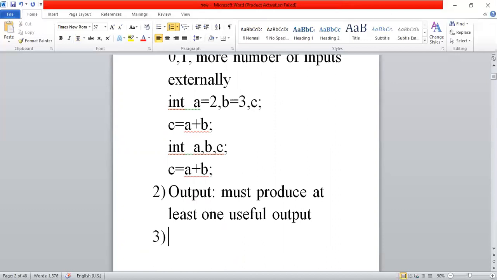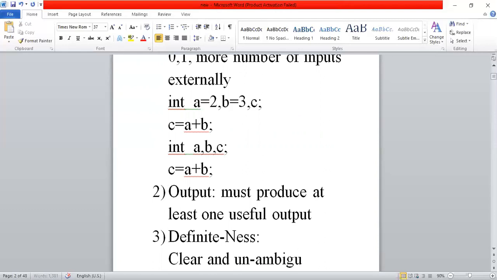And the third property is definiteness. This is the third criteria, definiteness. So what do you mean by definiteness? Definite means that generally we are including statements in the algorithm or program, and those statements must be clear and unambiguous. Please remember this: unambiguous.